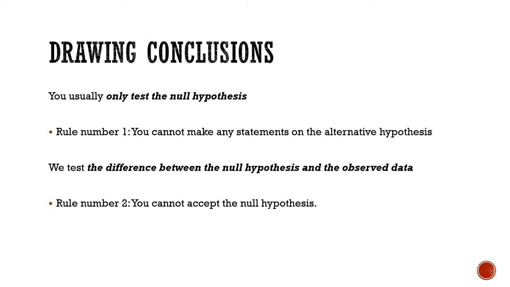So what can we do? And these are the words you will be seeing in most papers. That either the null hypothesis is rejected, so it is unlikely to be true because the difference between the observed data and the expected data was so different, or that it cannot be rejected because the difference between the observed data and the null data was not big enough.